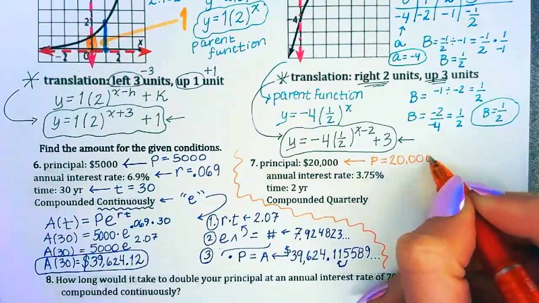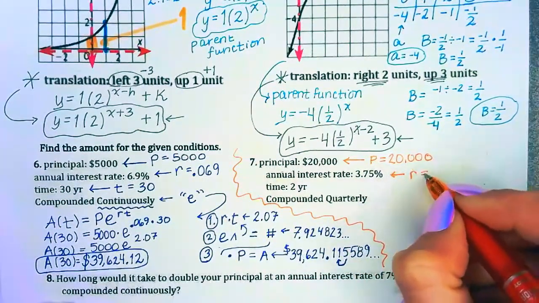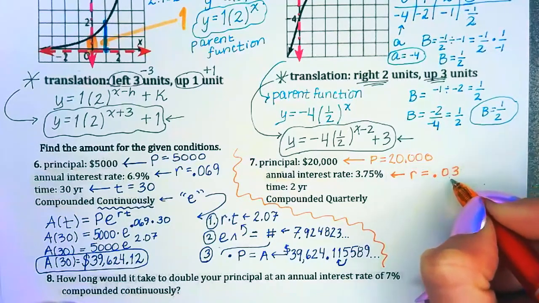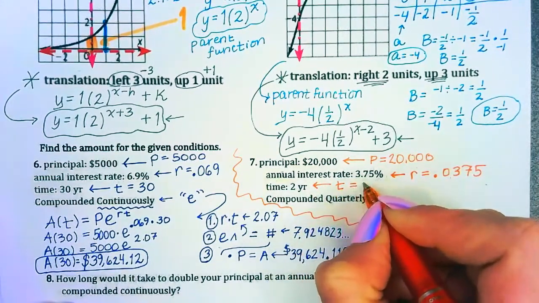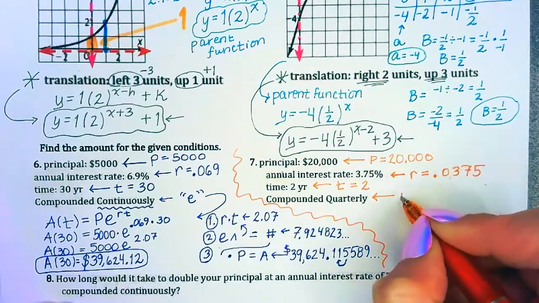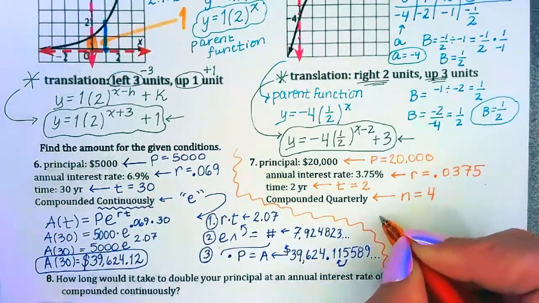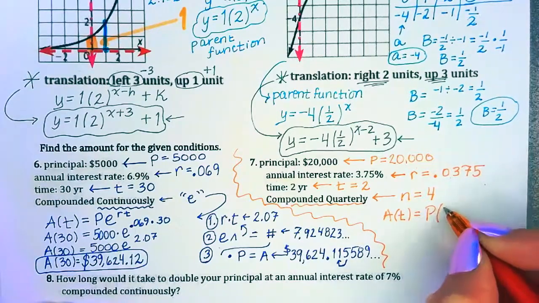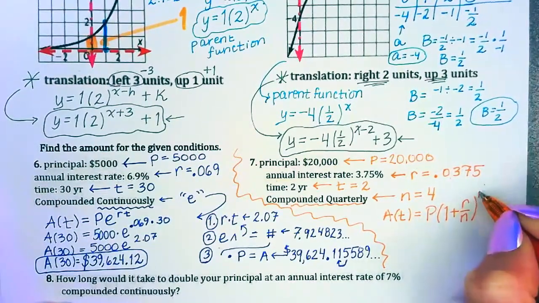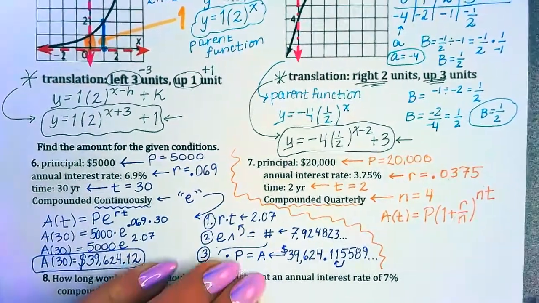For the next example, I have a principal amount of money, which is $20,000. I have an annual interest rate of 3.75%. As a decimal, that is 0.0375. The time indicated by the problem is a 2-year window. The problem also tells us that our interest will be compounded quarterly. That means our interest rate of 3.75, while that is our annual interest rate, we will need to divide by 4, and that number is the amount of interest we'll get each quarter. This means we need to use the equation A of t equals P times the quantity of 1 plus r over n raised to the nt.